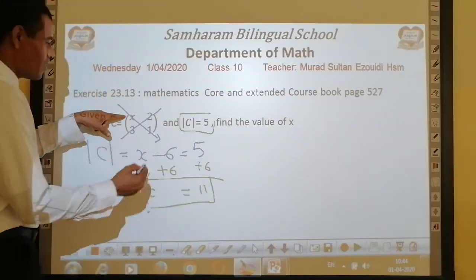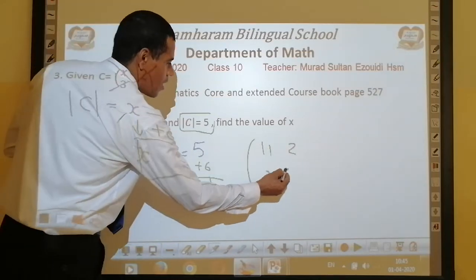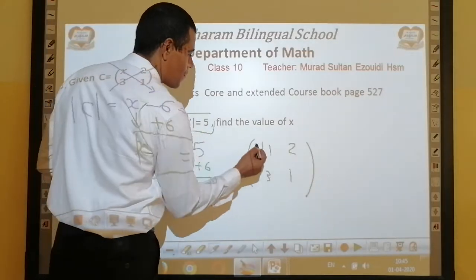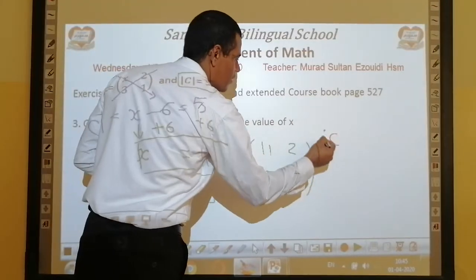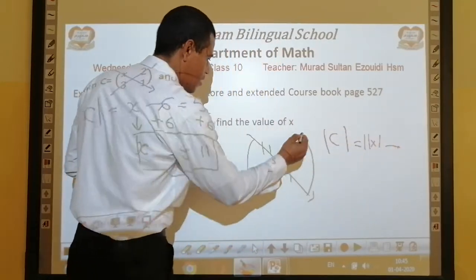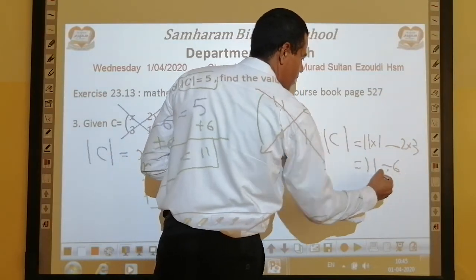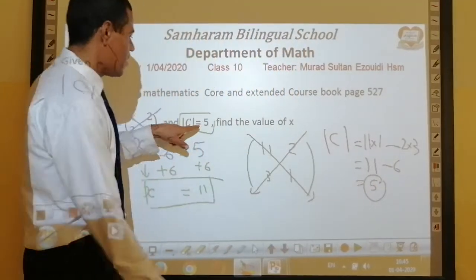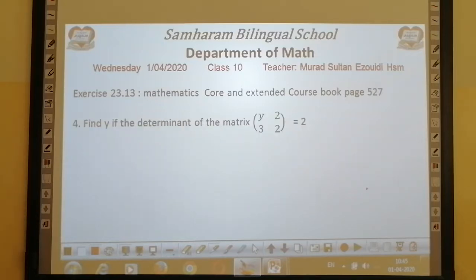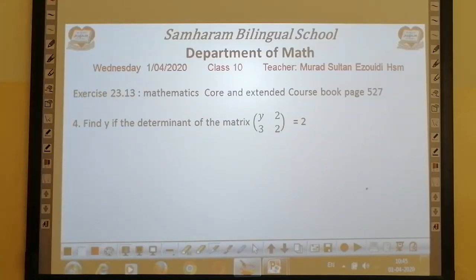If you would like to check again, this x is what? Is 11. Then we have 2, then we have 3 and 1. Can you calculate the determinant and check if this is 5? Yes or no? Let's do. So, determinant of C is what? Is 11 multiplied by 1, minus 2 multiplied by 3. So 11 minus 6. Is it 5, my kids? Of course, the same value as the determinant of our matrix. Okay, move to question 2313, page 527.